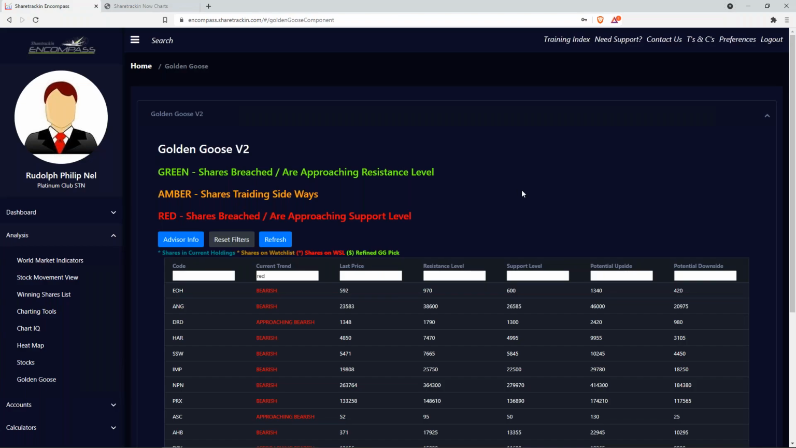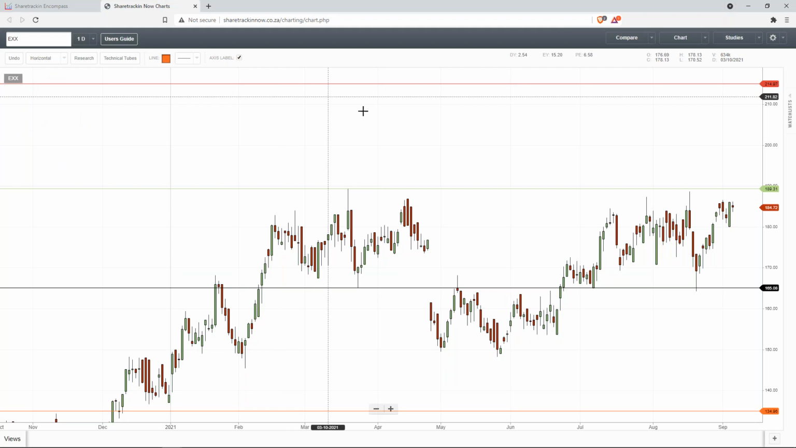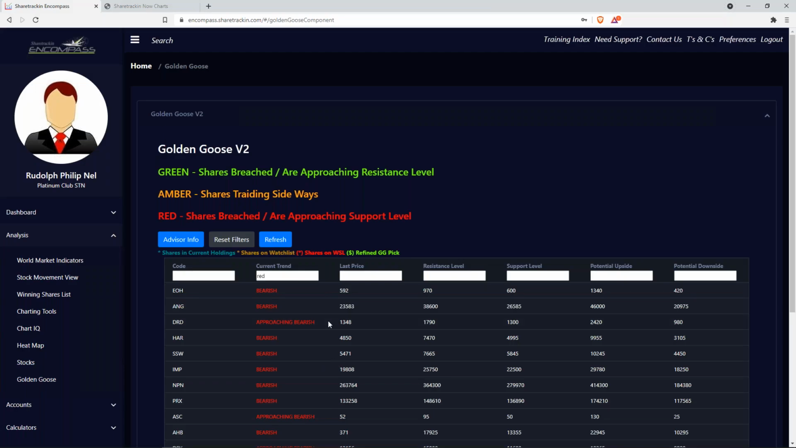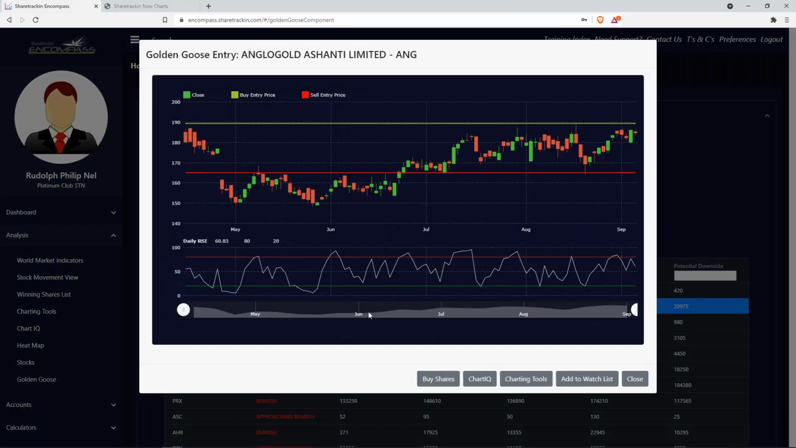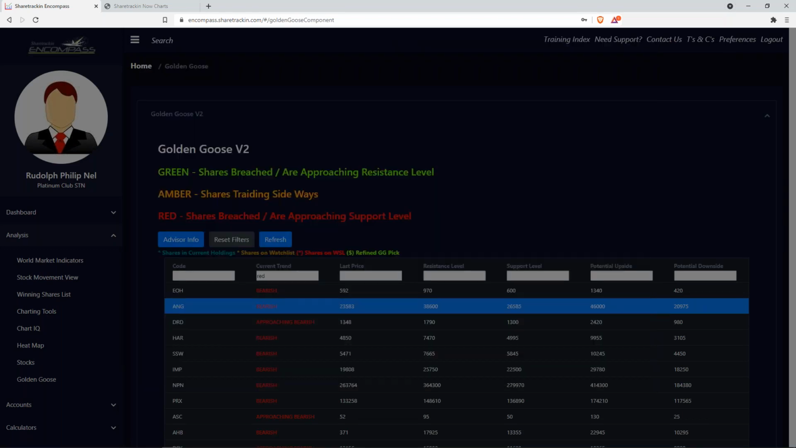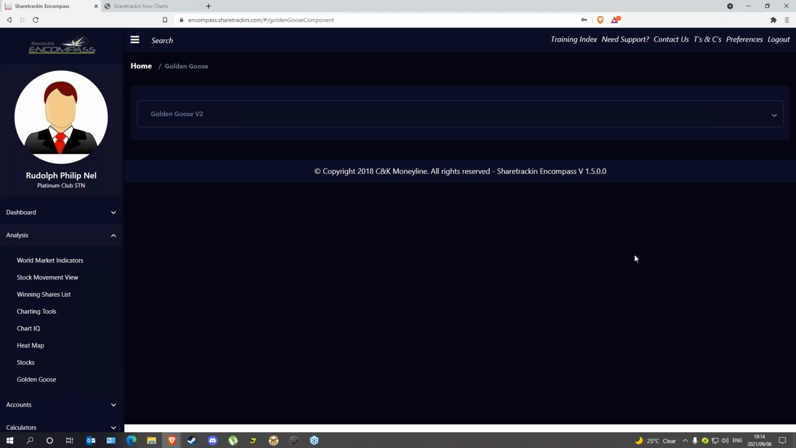Okay, so the Golden Goose version 2 is much easier to use. But if you don't want to go and plot a line on each and every one of them, all you need to do is click on the charts, and it will already give you your buy entry and your sell entry price. Okay. If there's any questions around it, we've still got a lot of time.